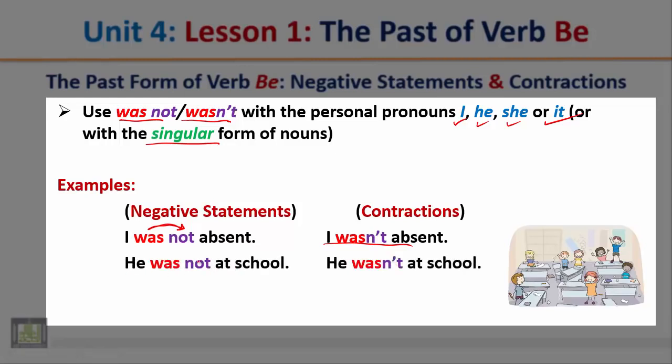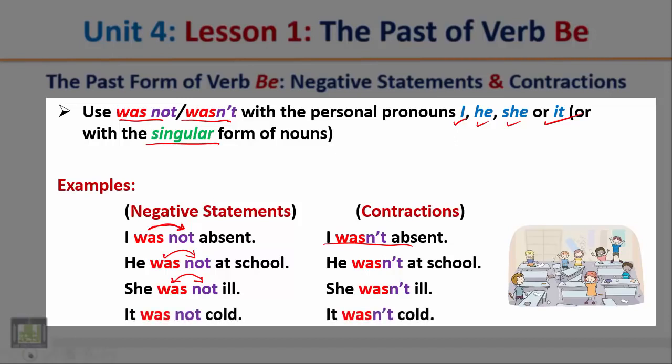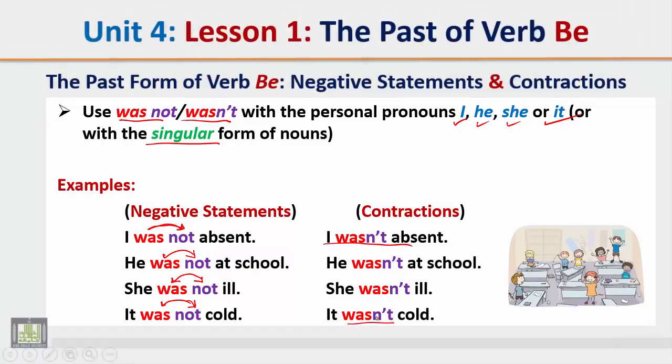He was not at school. Again, we use the word not after the verb. He was not at school. The contracted form, he wasn't at school. She was not ill. Again, we use the negative word after the verb. She was not ill. The contracted form, she wasn't ill. It was not cold. Again, we use the negative word after the verb. It was not cold. The contracted form, it wasn't cold.